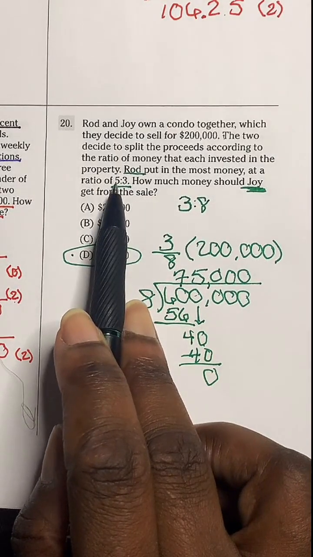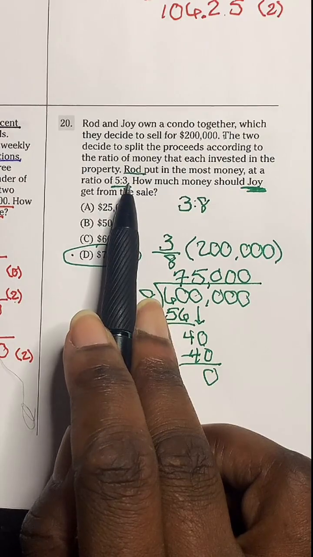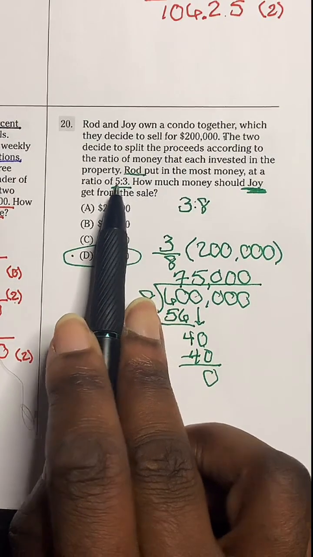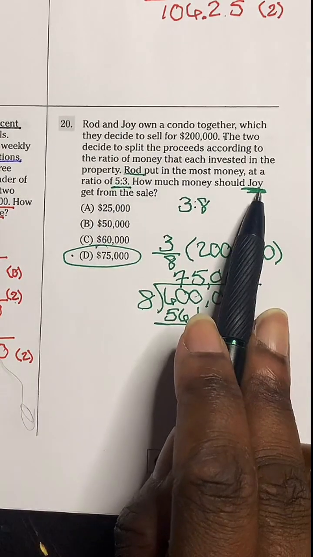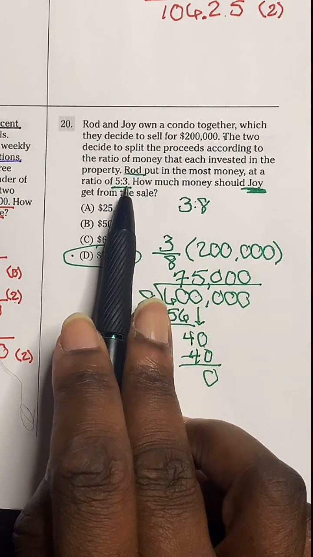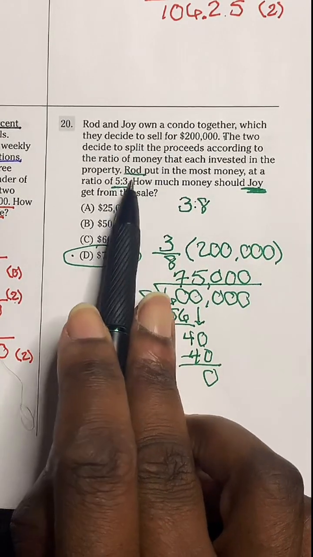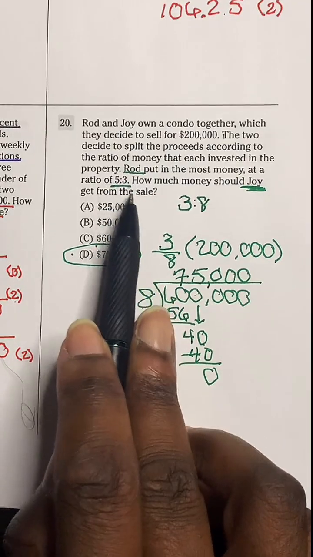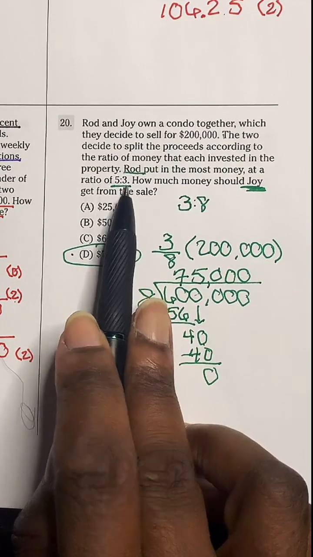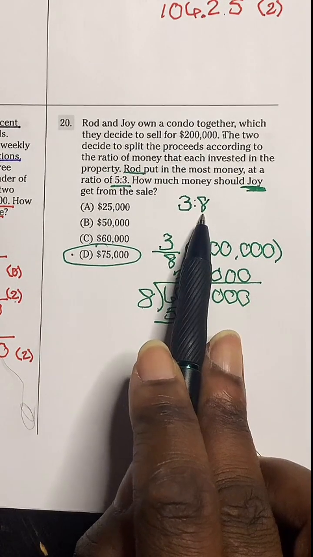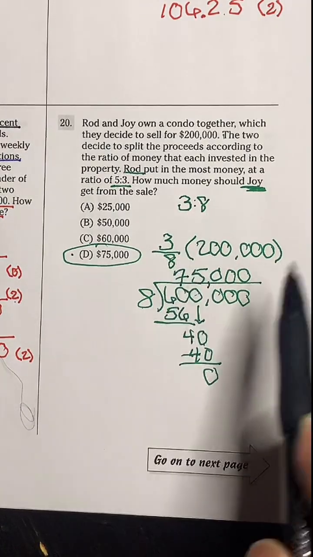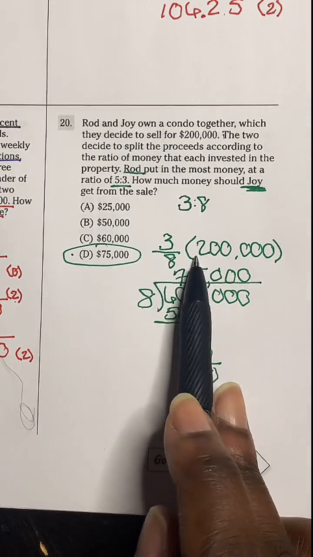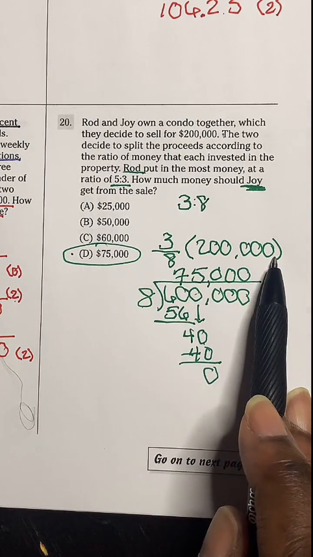Rod is represented like the 5 to 3. Okay, that's 5 to 3. So Rod is going to be the 5. But we're not looking at Rod. We're looking at Joy. Joy is going to be the 3 out of the total. So 5 plus 3 gives me 8. So Joy's percentage is going to be 3 out of 8. So 3/8 times my 200,000.